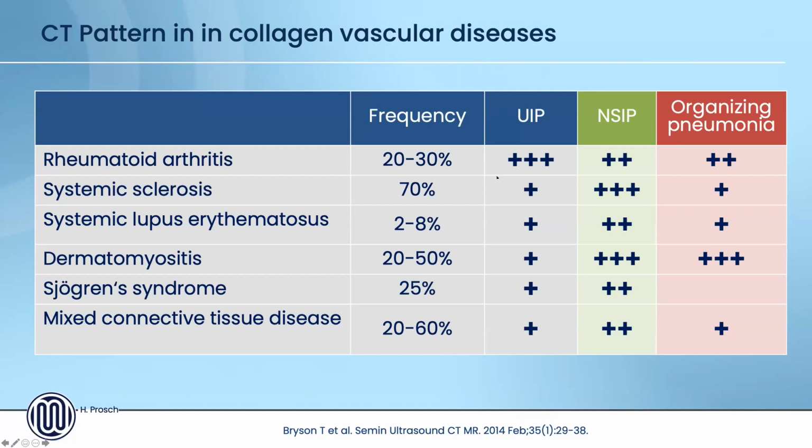So if you see a UIP pattern, this is in most cases caused by rheumatoid arthritis, but it's seen also in other connective tissue diseases. And the same holds true for NSIP. You see NSIP also in rheumatoid arthritis, but you see it very commonly in systemic sclerosis. Organizing pneumonia, which I did not mention so far, is also a common feature in connective tissue diseases. If I see a combination of NSIP and organizing pneumonia, I always consider dermatomyositis as the underlying disease. So that is an important point here.